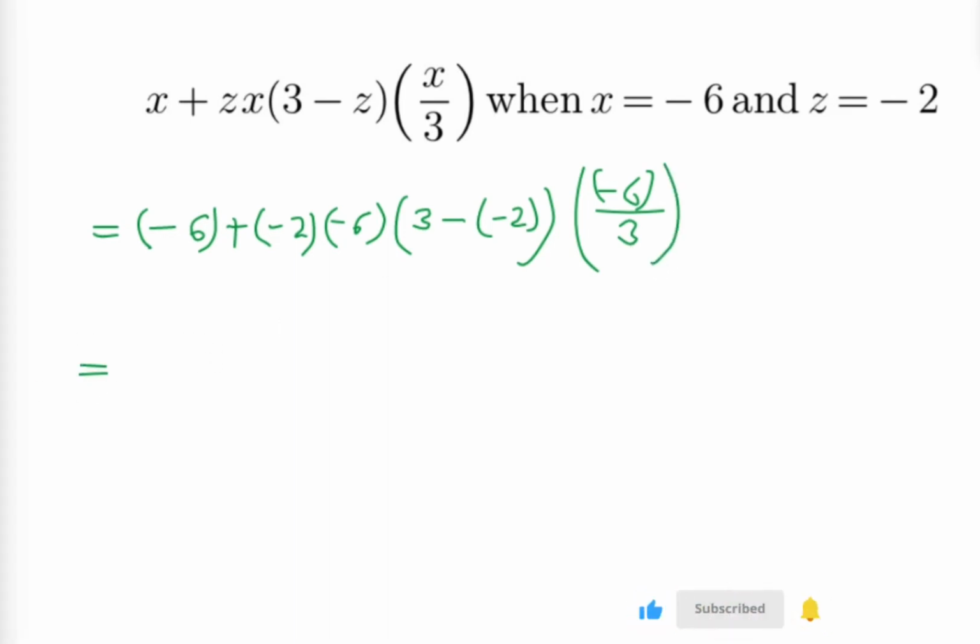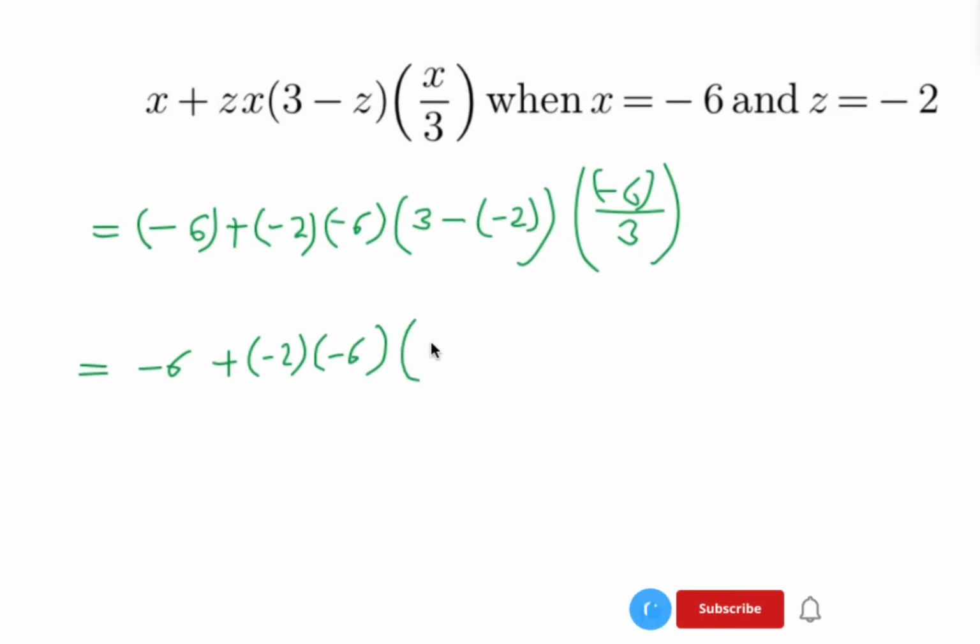Okay, what should we do first? Evaluate the parentheses. This parenthesis we can evaluate. So this is negative 6. We can write plus minus 2, minus 6, and here we are simplifying the inner parenthesis. So we solve this one. Here we can write 3 plus 2, because minus multiplied with minus 2 is plus 2, and here we can simplify this, minus 6 divided by 3. So the answer is minus 2.